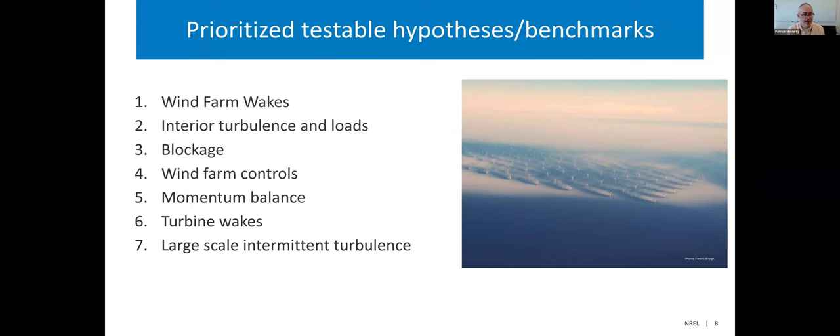One of our first things, as I just mentioned, is this international benchmark on wind farm wakes. Especially in the coming year or so, we'll focus a lot on smaller scale things like turbulence within the wind farm and how that impacts loads. And then we have other activities going on in all of these other areas, but maybe at a slightly lower level of research. So those are all the priorities there.